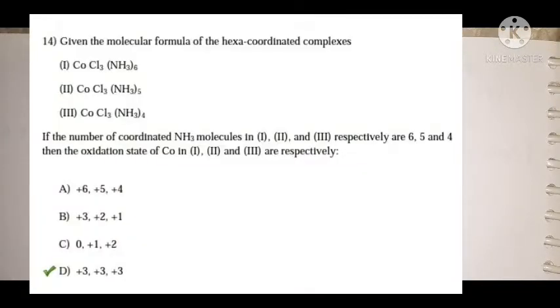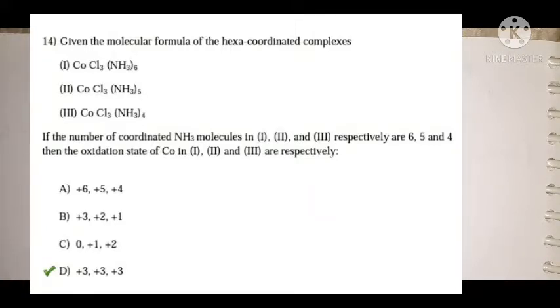Now we move towards our next question, and this question was asked in the TIFR 2017 exam. Okay friends, it says: given the molecular formula of the hexacoordinated complexes first, second and third, if the number of coordinated NH3 molecules in first, second and third respectively are 6, 5 and 4, then the oxidation state of cobalt in first, second and third are respectively, and we have 4 options.